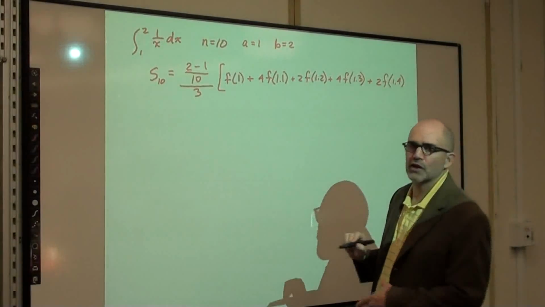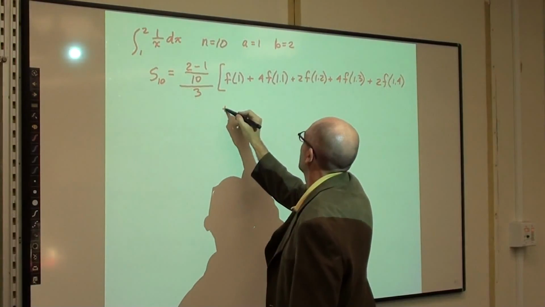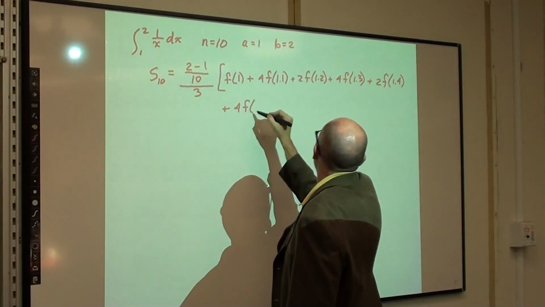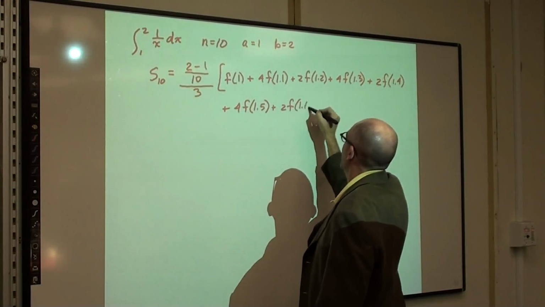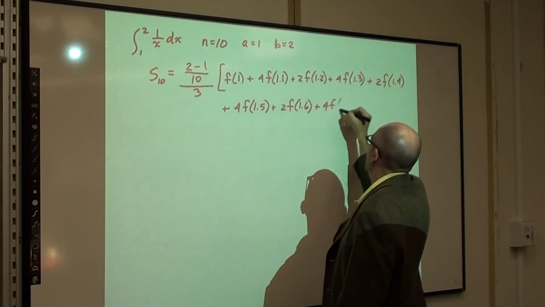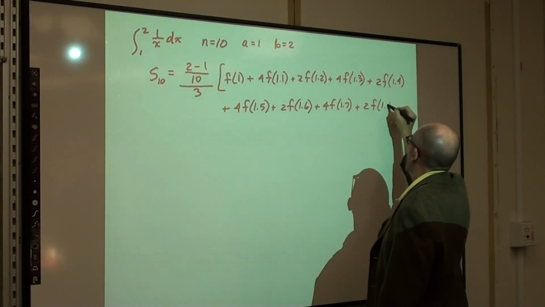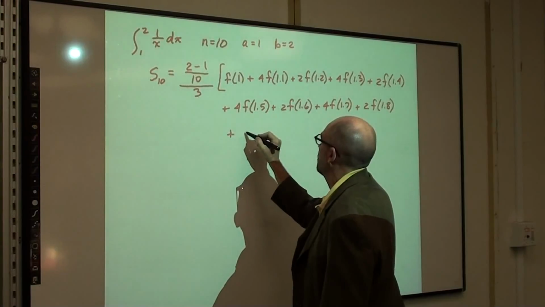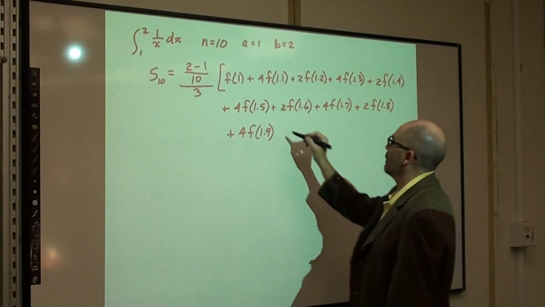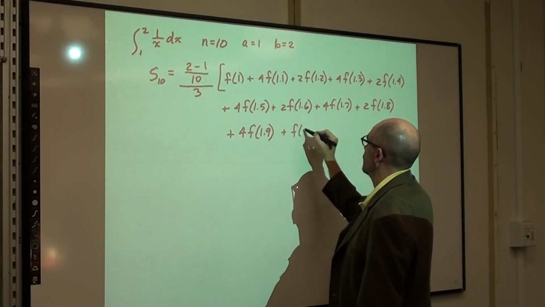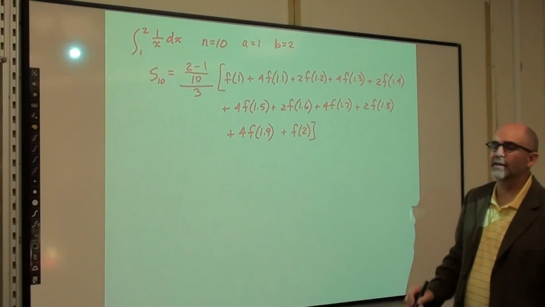I'm not going to do the dot, dot, dot. I'm going to show you every single rectangle. So we're going to go plus 4 f of 1.5 plus 2 f of 1.6 plus 4 f of 1.7 plus 2 f of 1.8 plus 4 f of 1.9. Now we're at the next to the last one, so now we just go f of 2. That's it. Now let's crank this out.